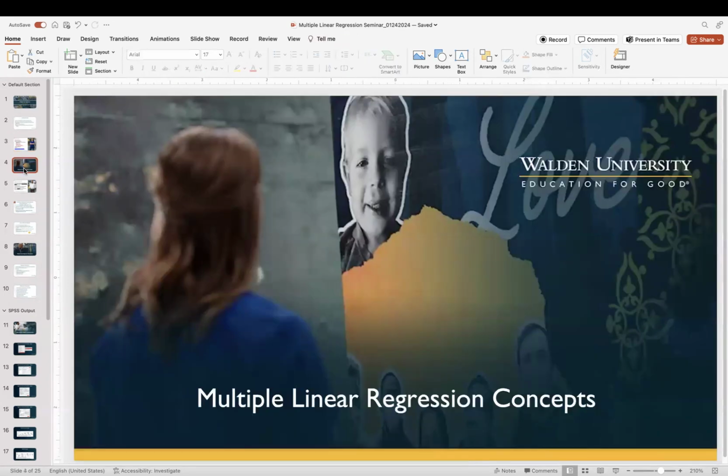So what are we talking about when we talk about multiple linear regression? We hear the names of all these tests: multiple regression, t-test, ANOVA, MANOVA. What's the difference in them? Why would I choose one versus the other, et cetera, et cetera? And that's very important to understand.